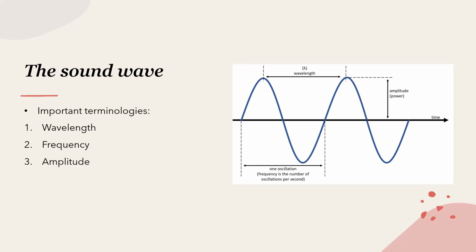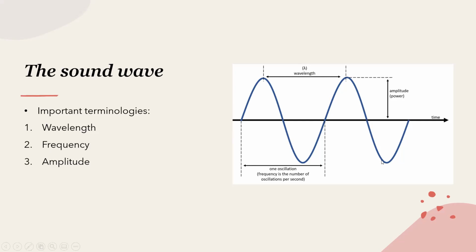Okay, so summarizing it, we have already done all of these. The important terminologies that come under the topic of the sound wave, or the labeling of the wave, are going to be your wavelength, your frequency, and your amplitude. Your wavelength is going to be the distance from one crest to another or one trough to another. And if that is hard to remember, you can say that it is the distance between two consecutive compressions, or the length between two consecutive rarefactions.